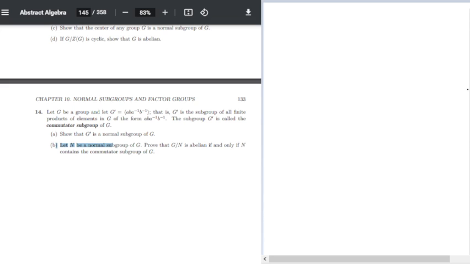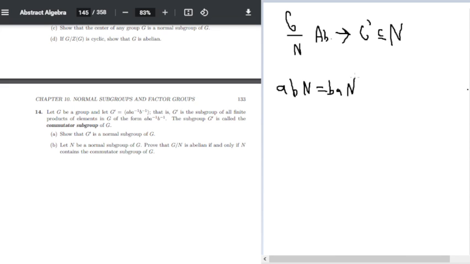So, let N be a normal subgroup of G. Prove that G over N is abelian if and only if N contains the commutator subgroup of G. So first of all, we're going to be doing G over N abelian implies that G prime is a subset, or we should say a subgroup, but in this case I'm just going to do subset, of N. So suppose in this case that AN, BN, or yeah, I should just say ABN is equal to BAN. Right, this is going to be our assumption.